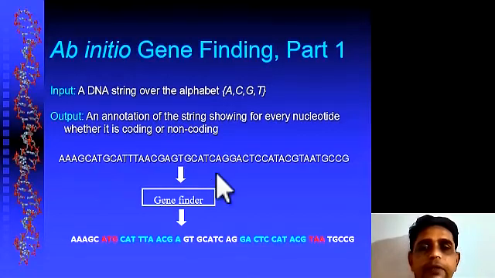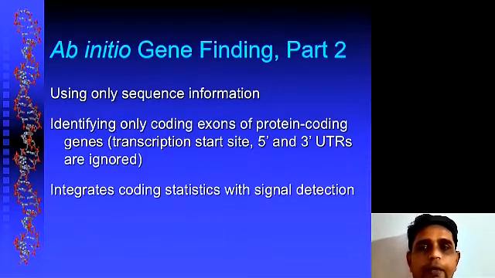For example, this is a simple sequence. Initially, what I'm doing is finding where the initiation codon is and where the termination codon is, and you can just mark out that this is one gene which starts from this initiation codon and ends with this termination codon. So this kind of method is known as the ab initio gene finding method.